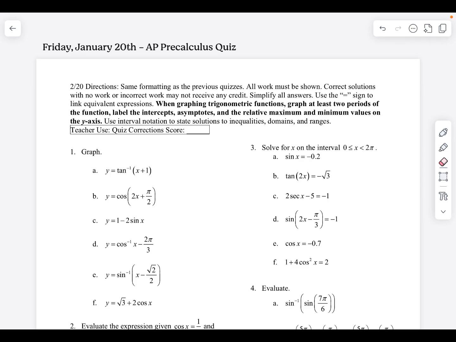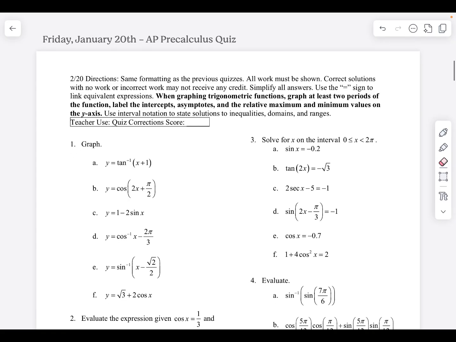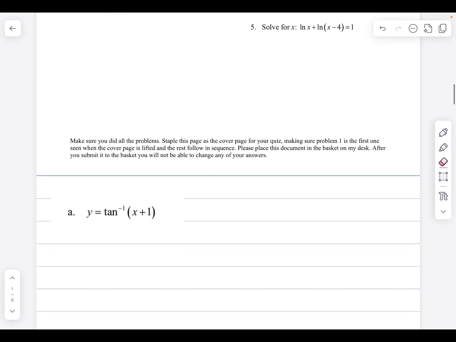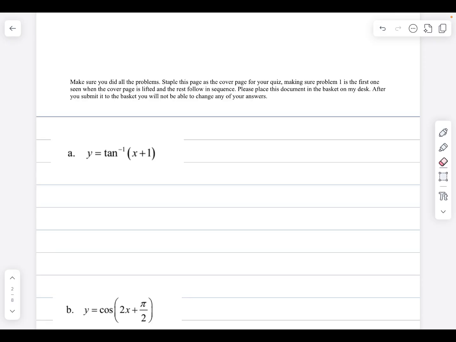All right, this is the quiz from Friday, January 20th. I'm going to go over the solutions to this quiz. Question 1a is asking us to graph this arctangent function.